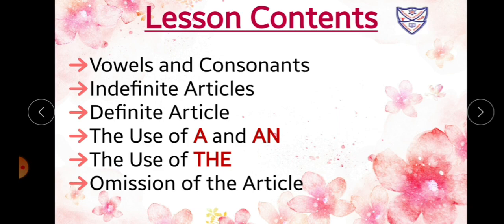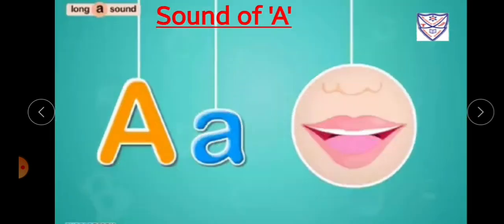Topics to be covered in this chapter are vowels and consonants, indefinite articles, definite article, the use of a and an, the use of the, and omission of the article. Now we all know that there are 26 letters in the alphabet. Out of these 26 letters, we have 5 vowels and they are A, E, I, O and U.